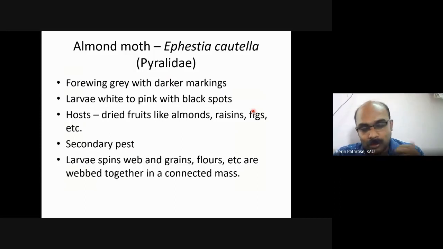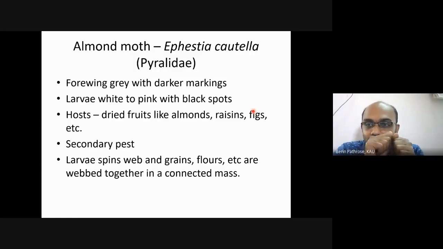Coming to the next pest, that is almond moth, Ephestia cautella. Also, it is called Cadra cautella. This is a pest which infests expensive commodities such as dried fruits like almonds, raisins, figs, etc. So dried almonds, dried raisins, figs, all these are extremely costly, and this is the pest which we normally observe. So whenever you purchase all these things, you just check whether there is an insect infestation or not, because usually we miss the infestation.